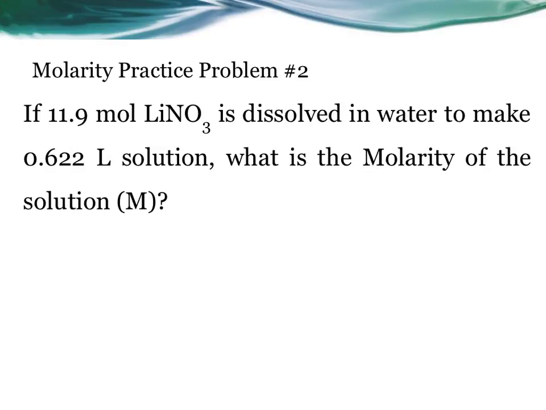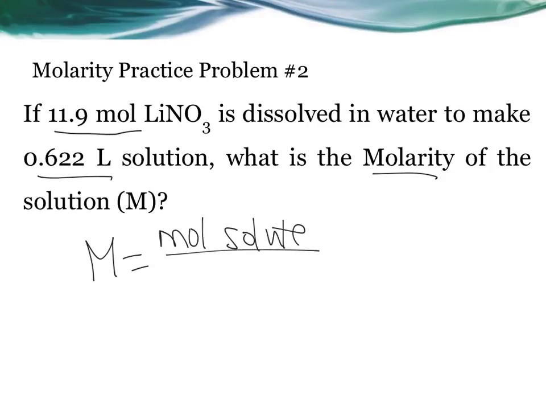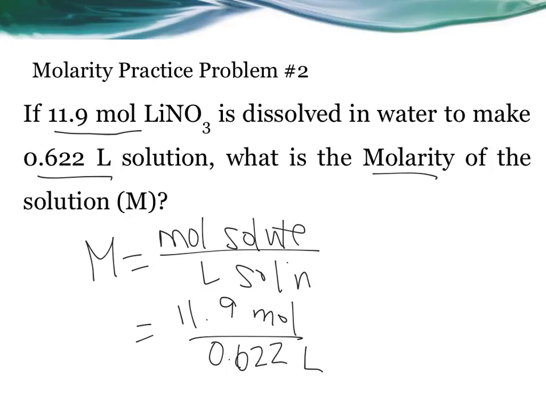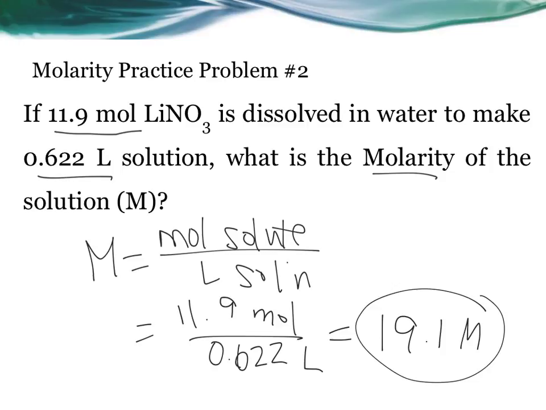The next review problem I want to do says if 11.9 moles of lithium nitrate, so because it says moles, we know this is the solute, is dissolved in water to make 0.622 liters of solution, what is the molarity of the solution? So again, M is equal to the moles of solute over liters of solution. So we plug in 11.9 moles of solute divided by 0.622 liters of solution, which if you plug it in your calculator gives you an answer of 19.1 molar. So go ahead and review these problems and your notes if you have any more questions about molarity.